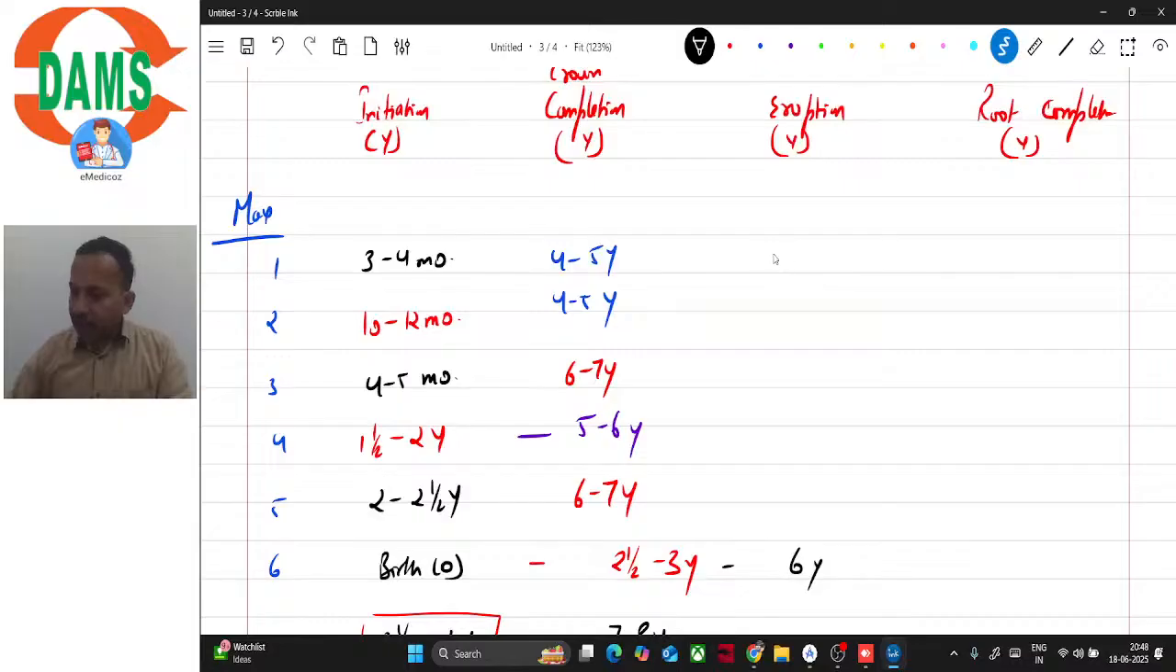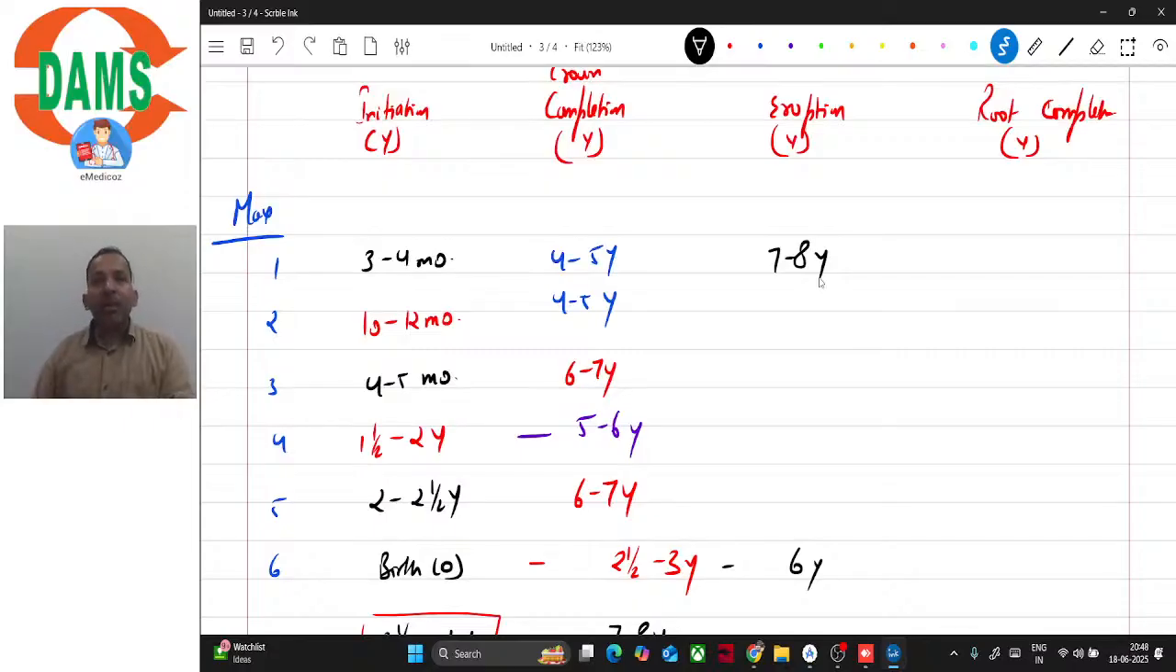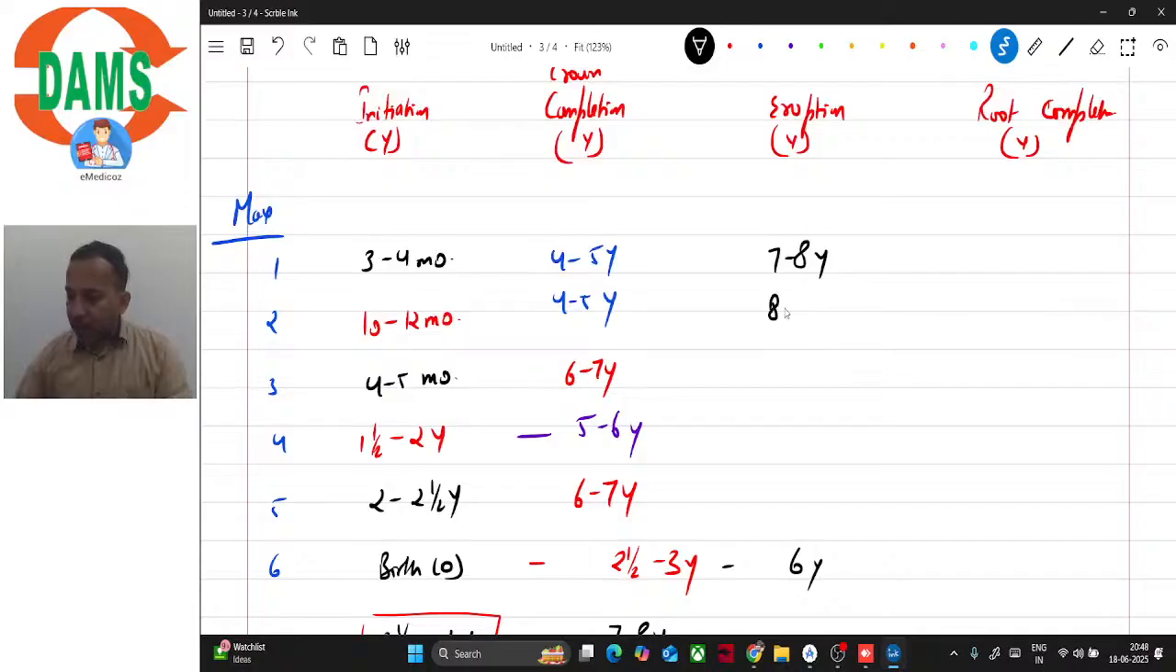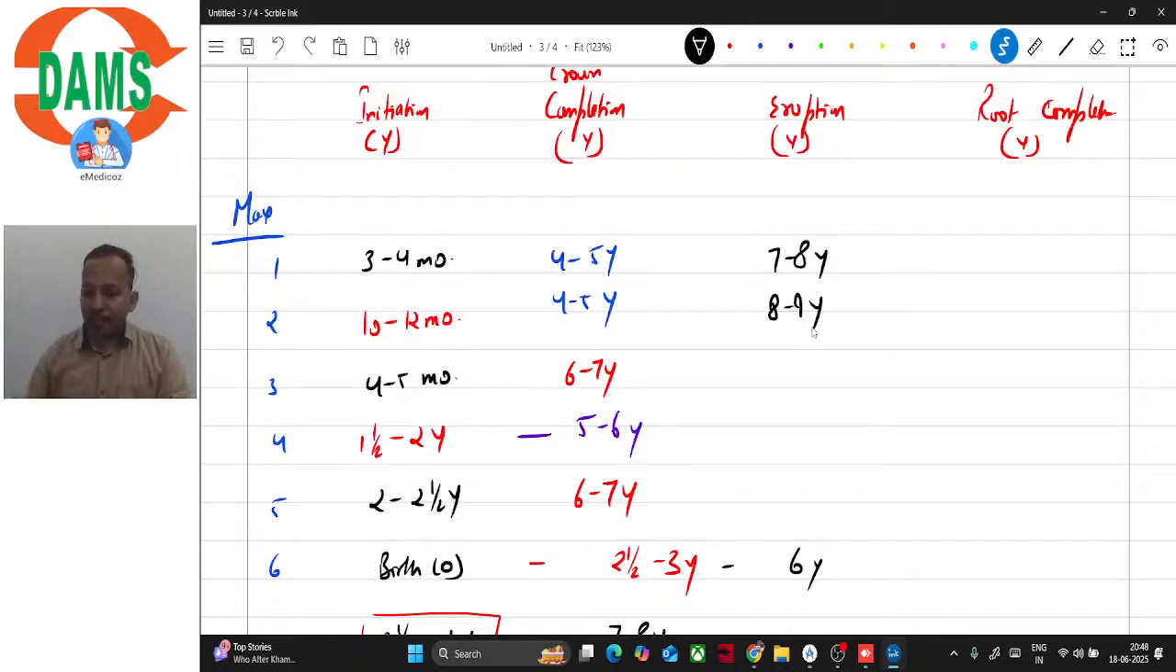So mandibular lateral and maxillary central, they both erupt at an age of about 7 to 8 years. As you would notice, mandibular central incisor erupted ahead of maxillary central. Mandibular lateral again erupted ahead of maxillary lateral, because maxillary lateral would erupt somewhere around 8 to 9 years, isn't it? So can we say that mandibular teeth will erupt ahead of maxillary teeth, isn't it?